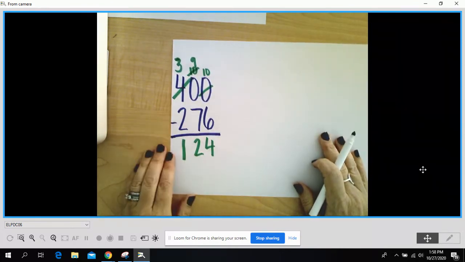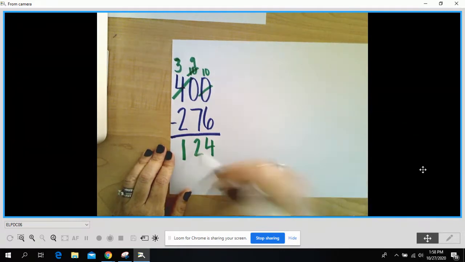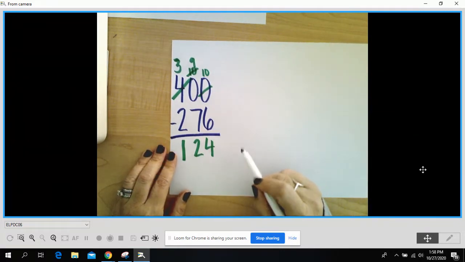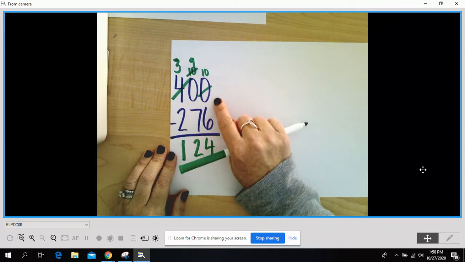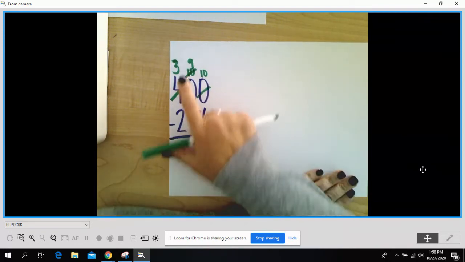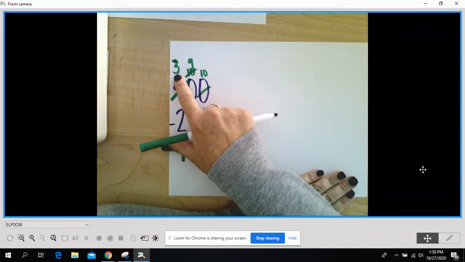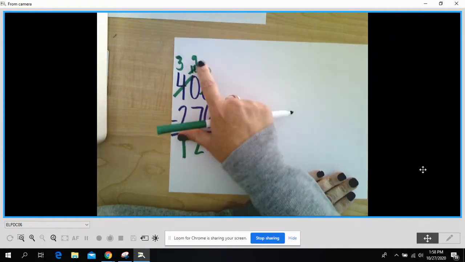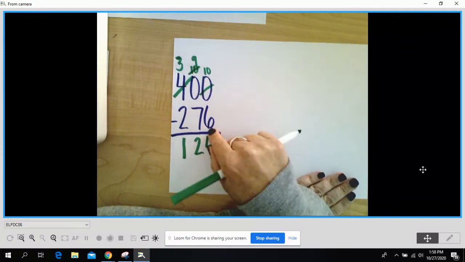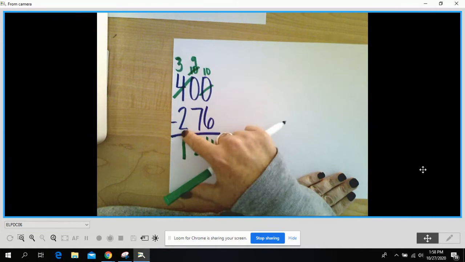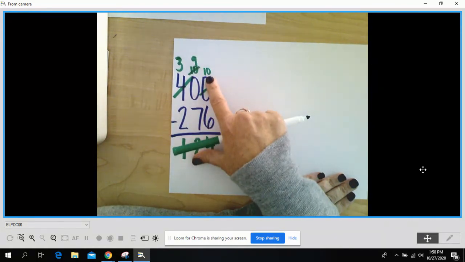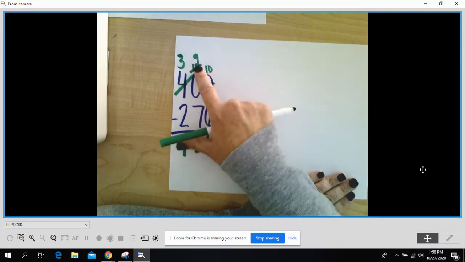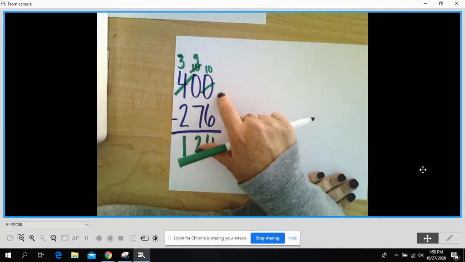One thing that I want you to realize as we discuss this problem a little bit more, we have solved it using our regular way of regrouping or borrowing. But now I want to discuss it a little bit more in depth. Our starting number was 400, right? So here we have a number that is the value of a 3 in the hundreds place. We have 9 tens and then 10 ones. So 300, 9 tens is 90, and 10 ones is 10 more. So 390 plus 10 makes it 400.